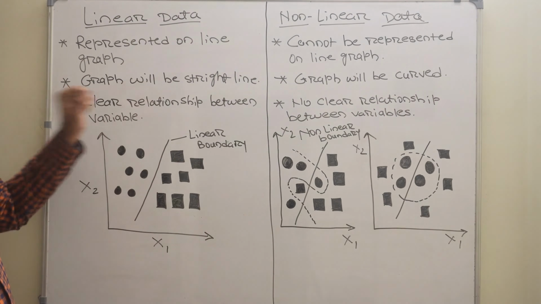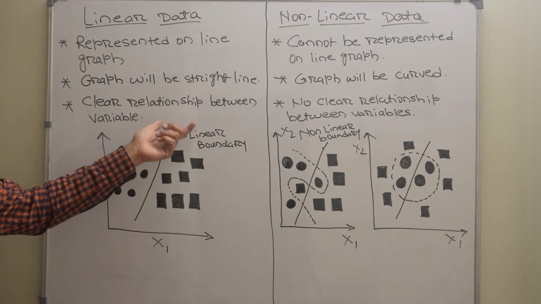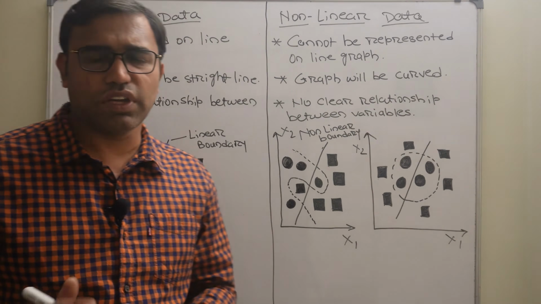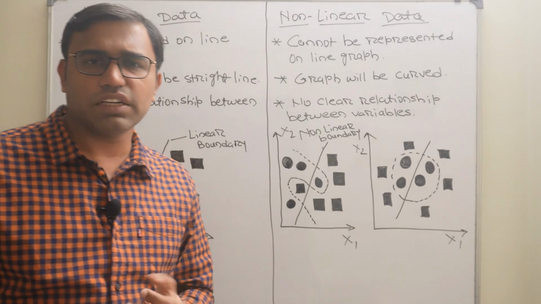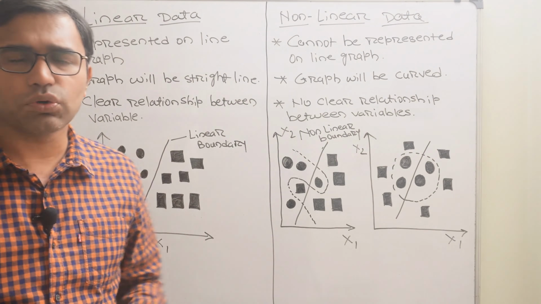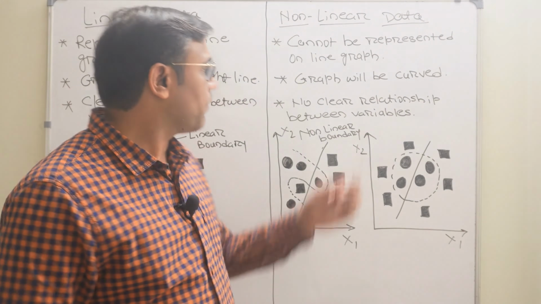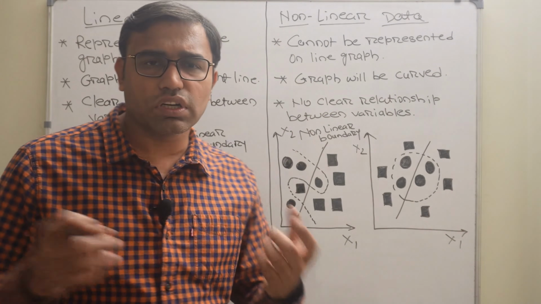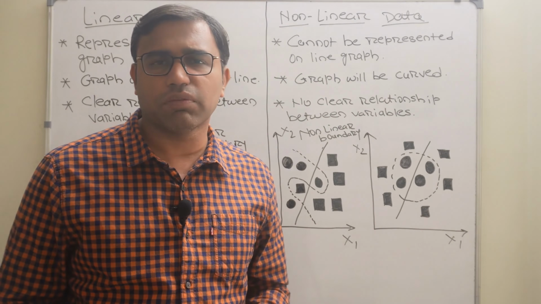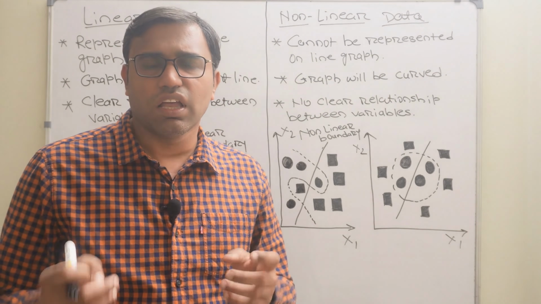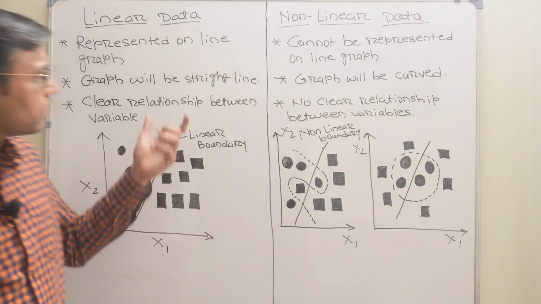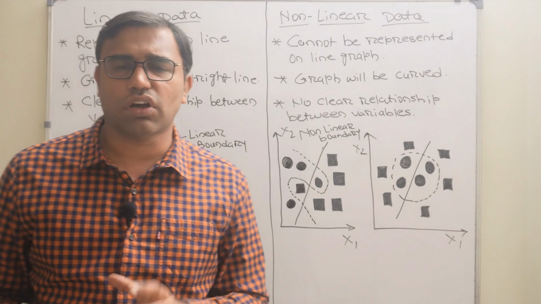The next important difference is that in linear data there is a clear relationship between the variables, so you can easily identify this is linear data. And how to identify non-linear data? In non-linear data there is no clear relationship between the variables. So this is how you can identify non-linear data, and this is the difference between linear data and non-linear data.